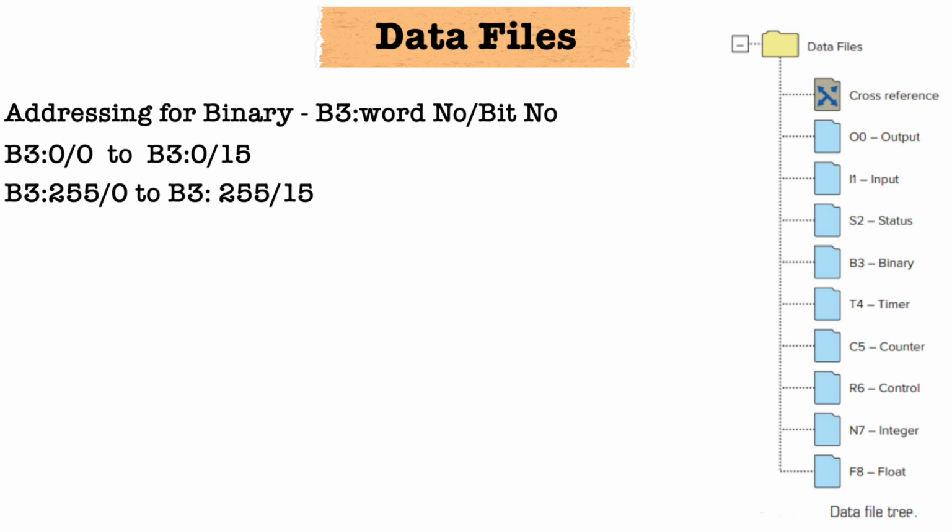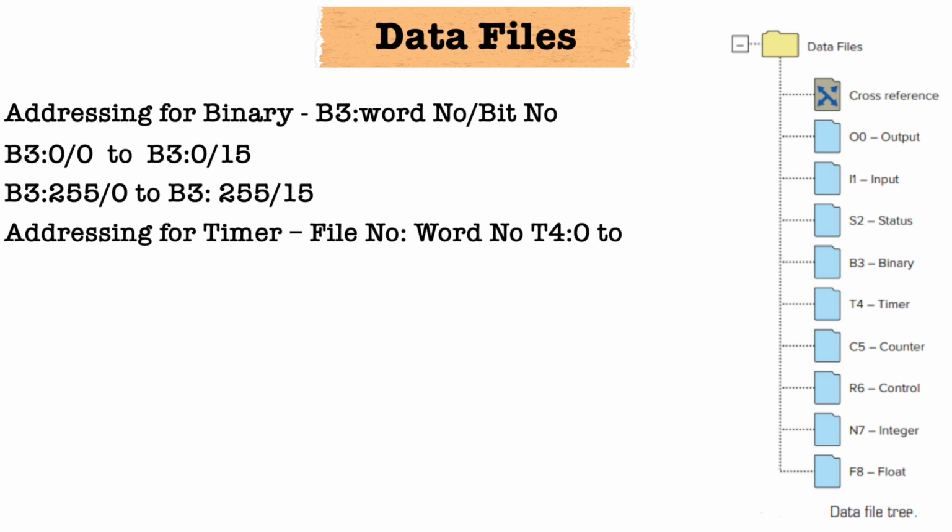As for the word number, we can range from 0 to 255, and the bit number can range from 0 to 15. Binary addressing can range from B3:0/0 to B3:0/15, then from 1/0 to 1/15, up to B3:255/0 to B3:255/15. Similarly, for the timer addressing, the format will be file number, colon, word number.